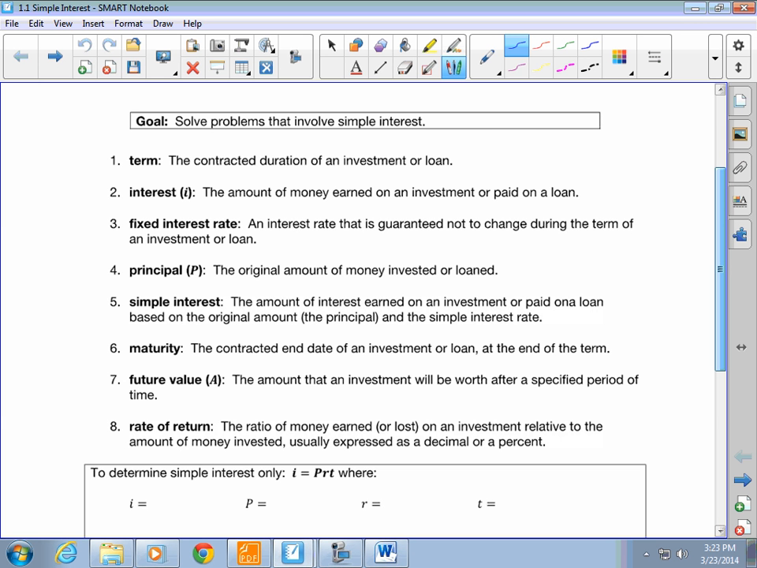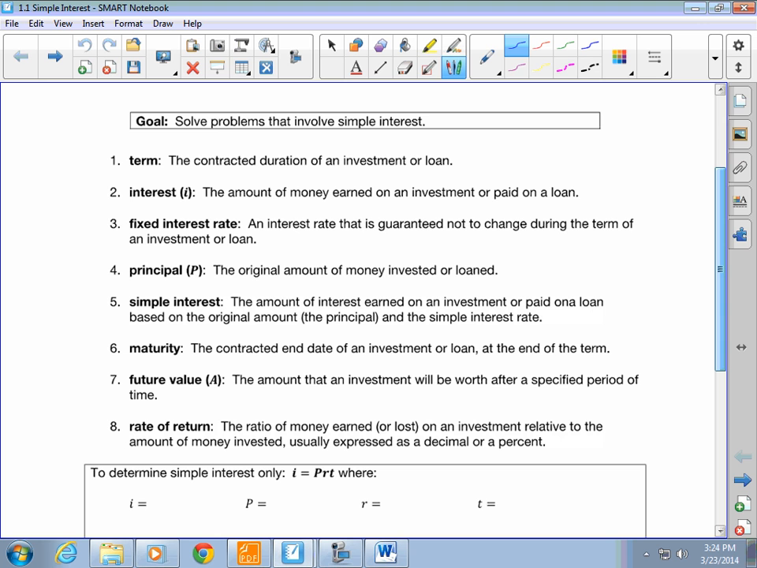So at school we talk about our terms as being term 1, term 2, and then we figure out your marks for each term. So that term can be used in many different ways. In this particular unit, it's going to be talking about how long something is either invested or borrowed.